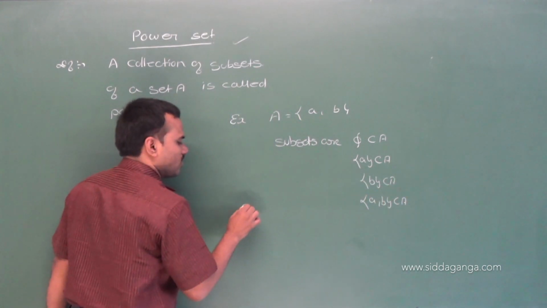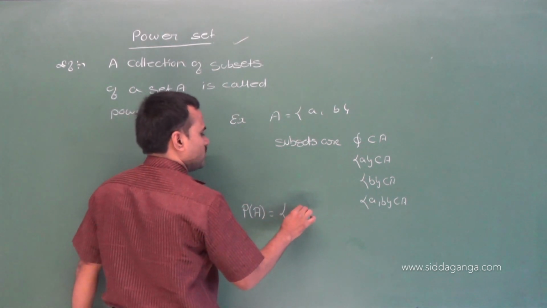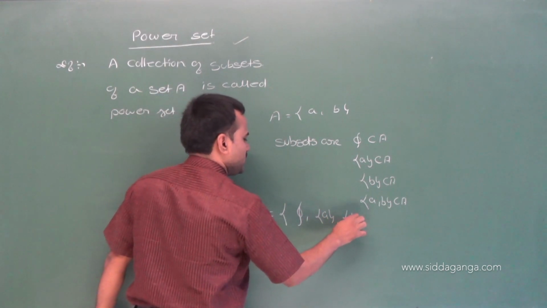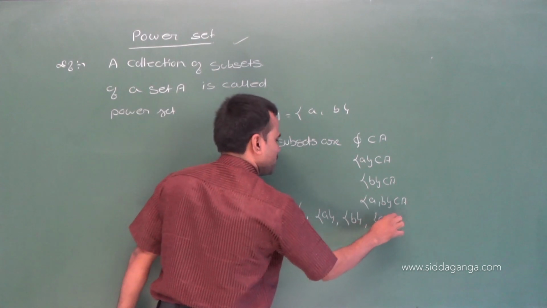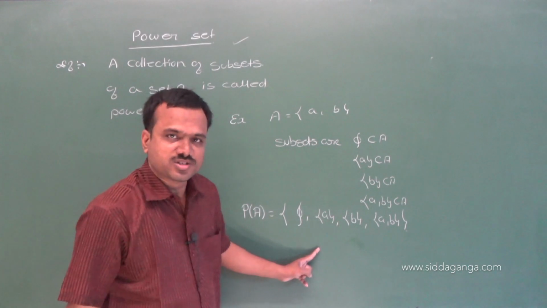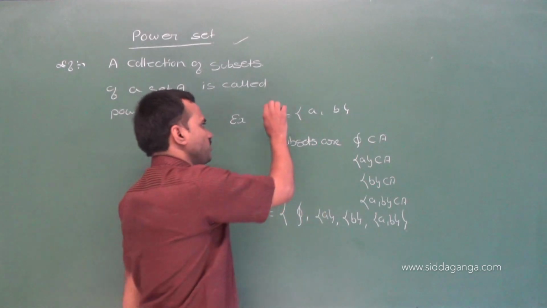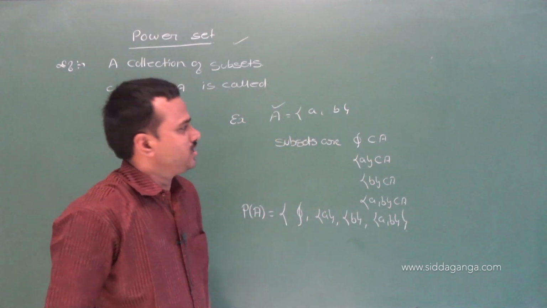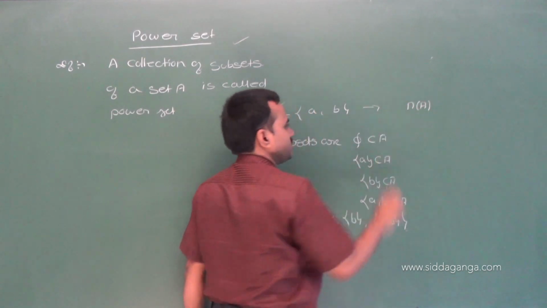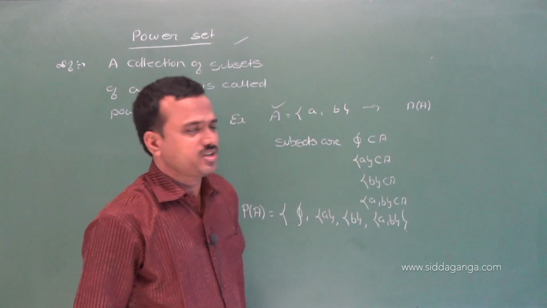Then P of A is equal to what? Empty set, {A}, {B}, and {A, B}. P of A. Understand? Very important point. One more point I explain by using this example. So here N of A. N of A means what, sir? Yes, now this is one new concept.